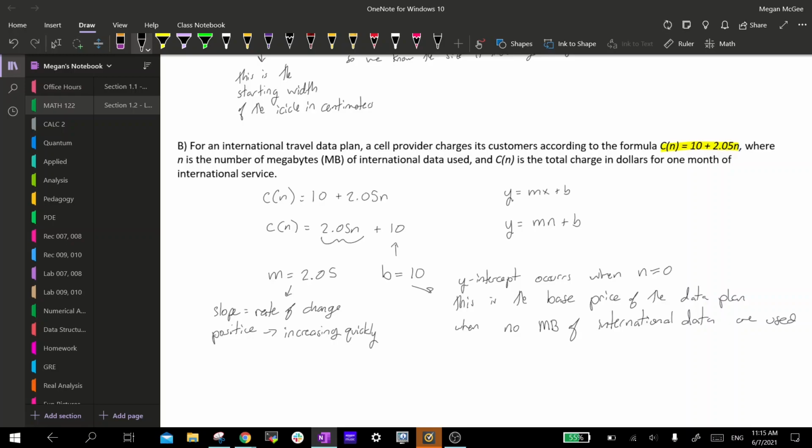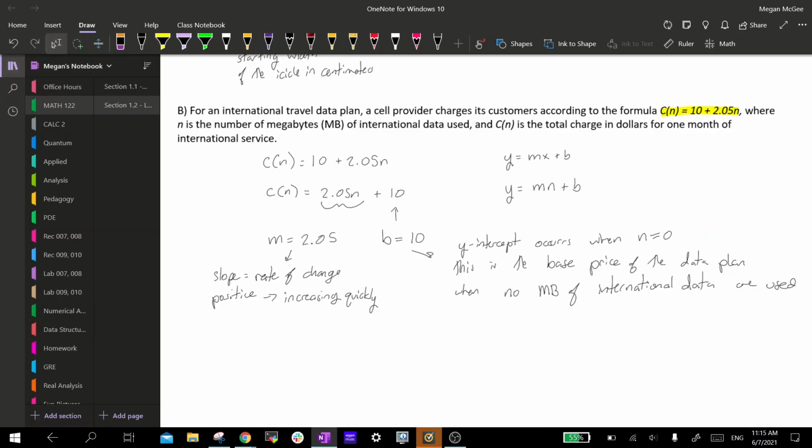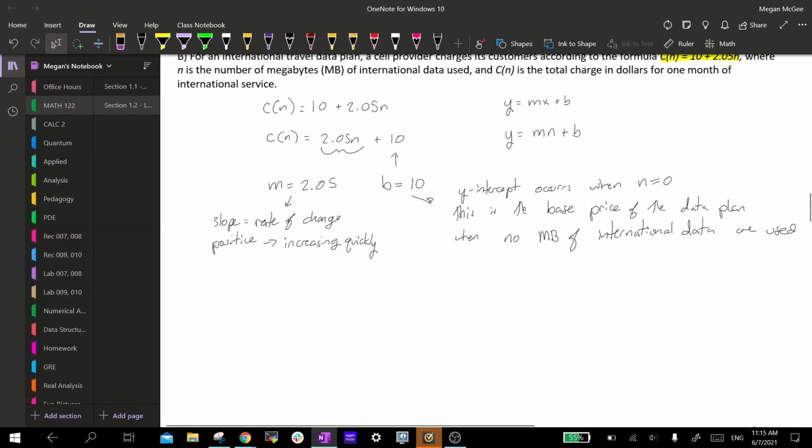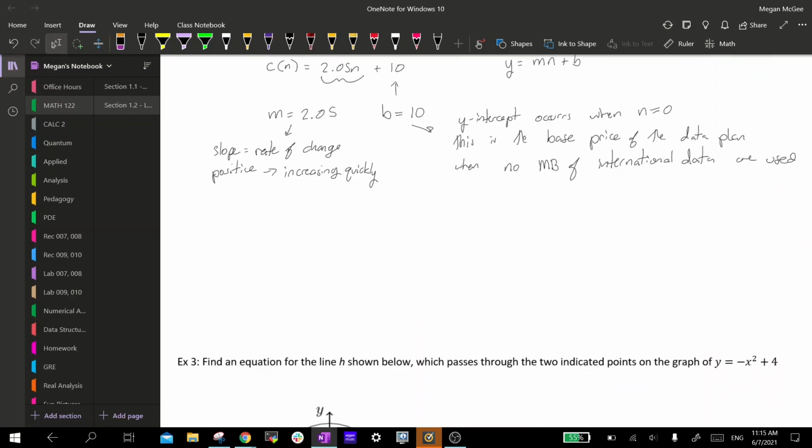Okay? So we found our slope, we found our y-intercept, and we determined that you're at least going to be charged $10 a month. That's the base price. That was the y-intercept. And the slope is fairly large. So if you keep using megabytes of international data, your price is going to increase fairly quickly. Okay? And that wraps up part B for this example.